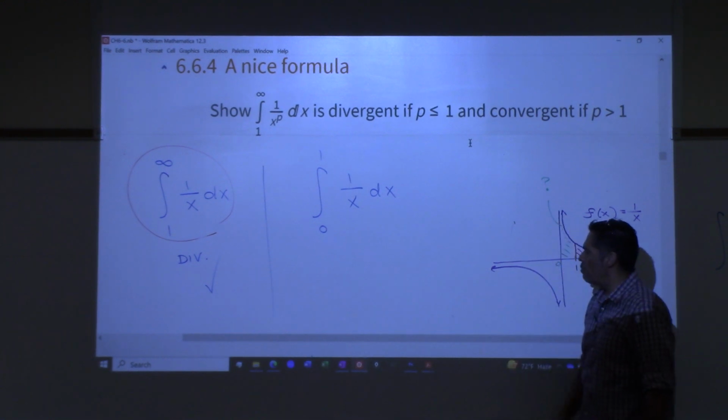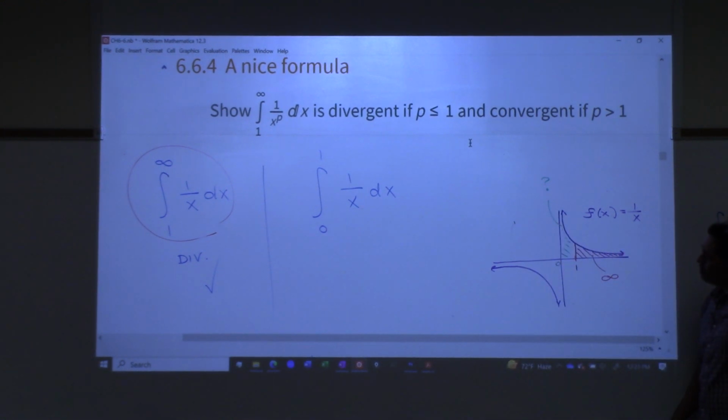I'll formalize this more later, but I really wanted to know what your instinct was telling you as far as what you think the area should be. From here, this area we already know is infinite, so divergent. And then here, I'm asking you to make the conjecture whether you think that's going to be infinite or is it going to converge?